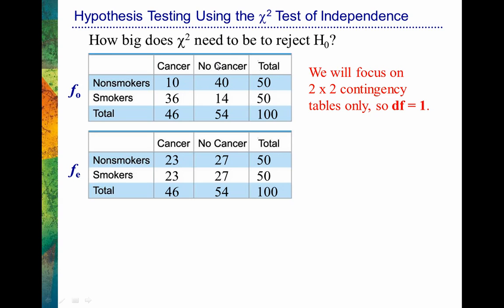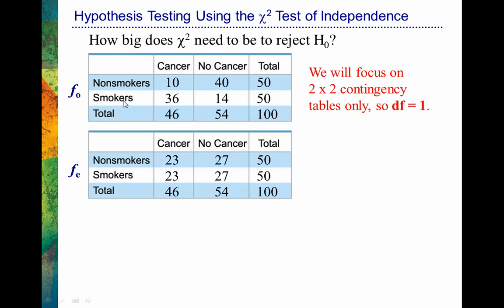So heading on back to this particular slide, we're asking how big does that chi-square value need to be to reject the null hypothesis? Well, as I mentioned, we're working with these 2x2 contingency tables. The way that we compute degrees of freedom for these tables is by taking the number of rows that we're dealing with. And remember, here there are two important rows. The totals don't really count. That's no additional information. So we have 2 rows and 2 important columns.